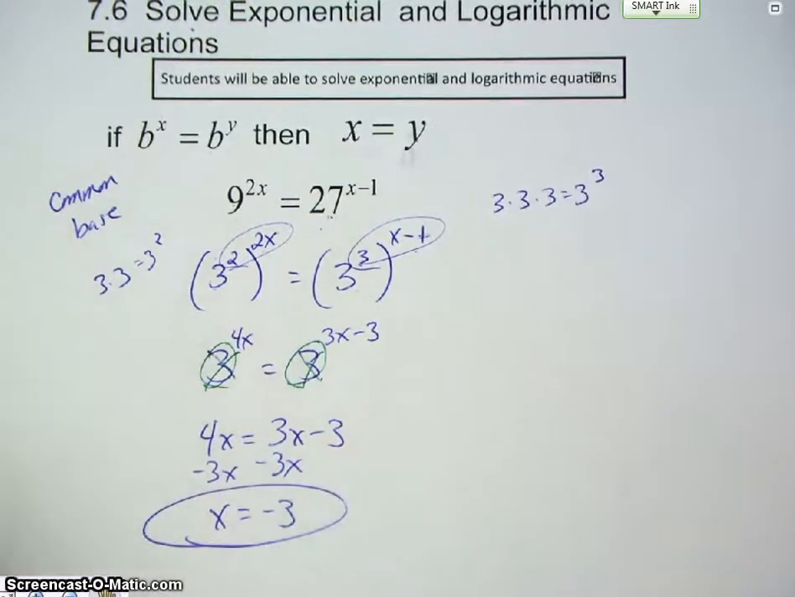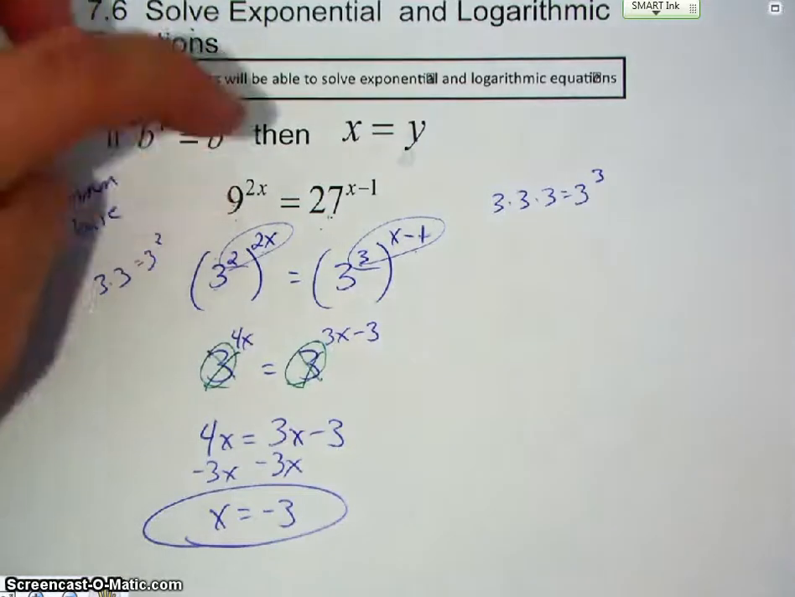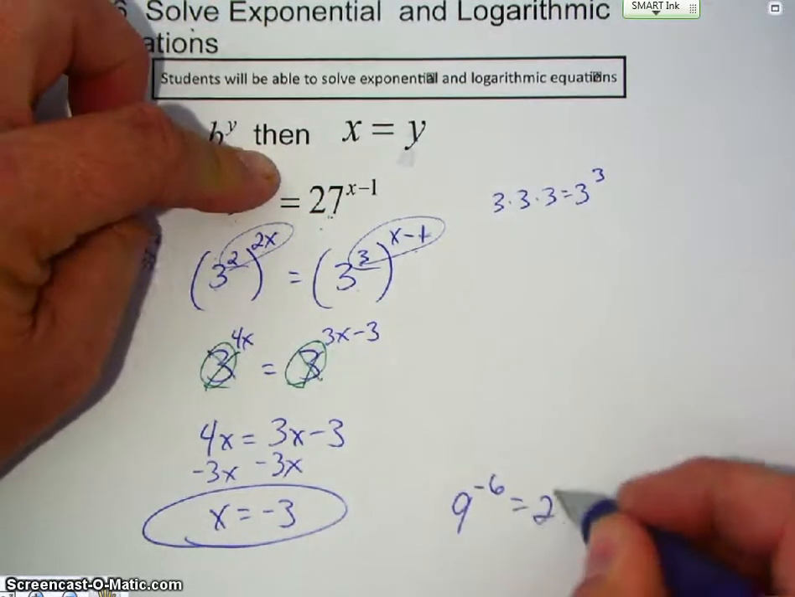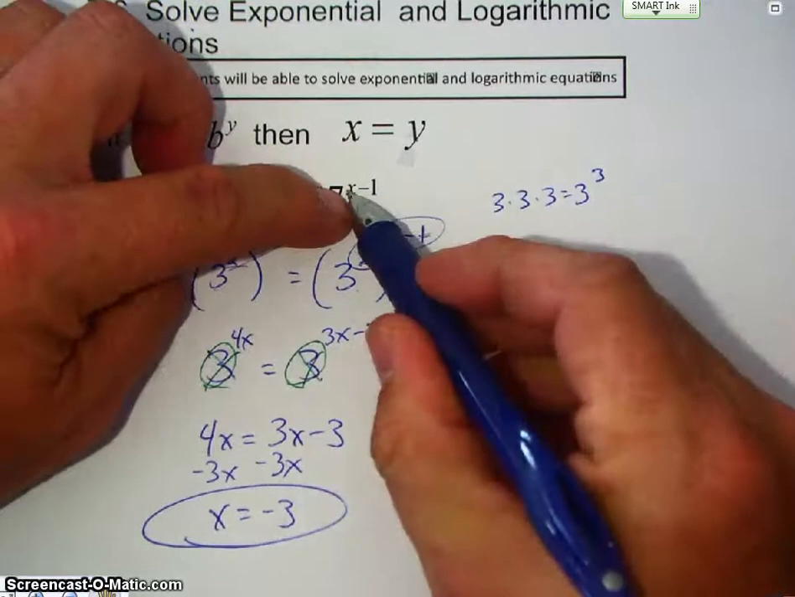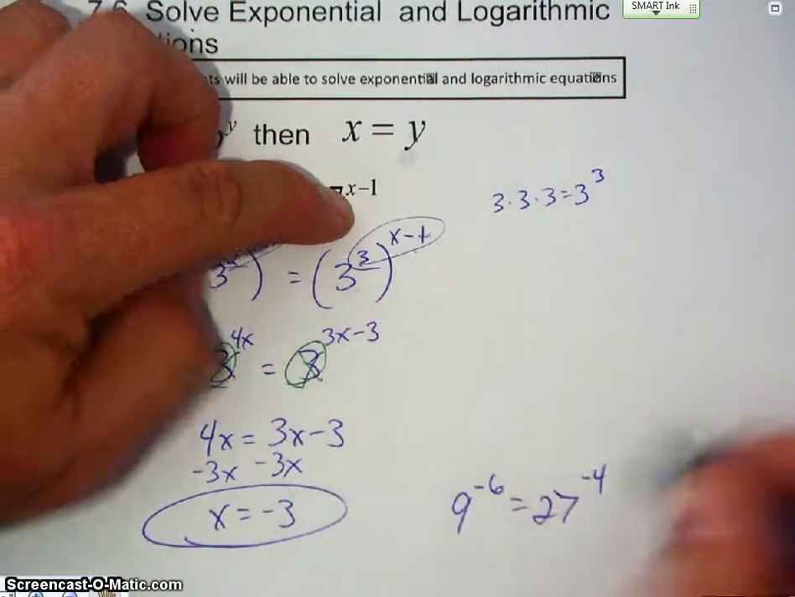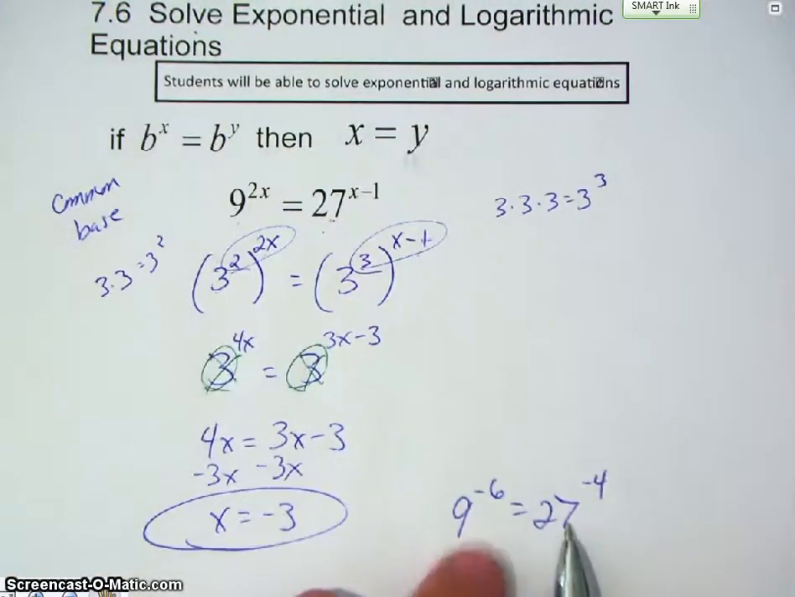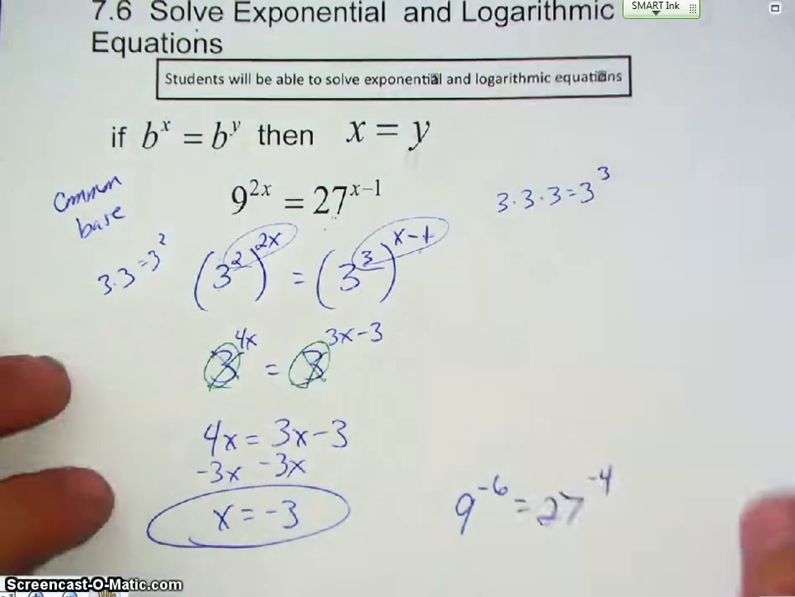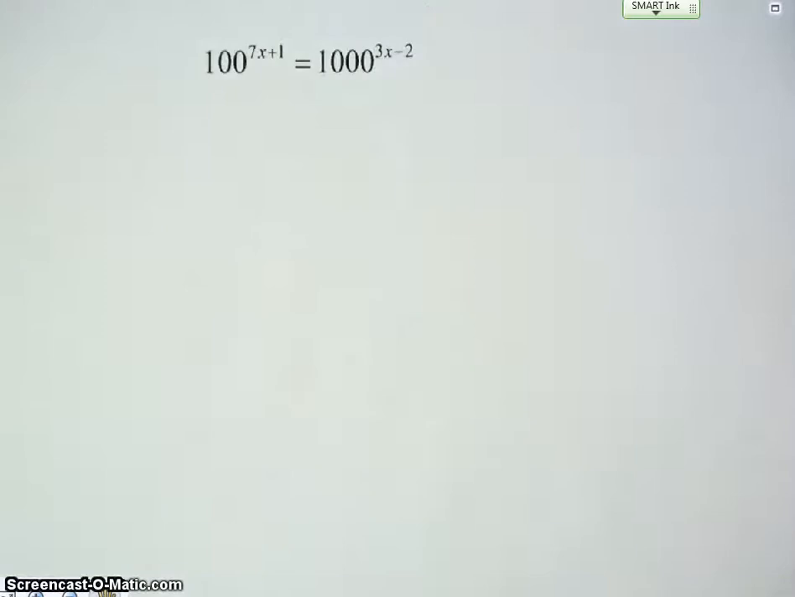And there's your answer. Now if you want, you can put -3 in there: 9 to the -6 equals 27 to the -4, since -3 minus 1 is -4. If I did these on the calculator, 9 to the -6 and 27 to the -4, you'll get the same answer. So that's how you can check your answers. Let's look at another example.